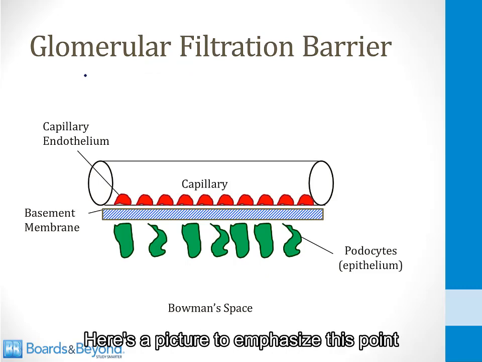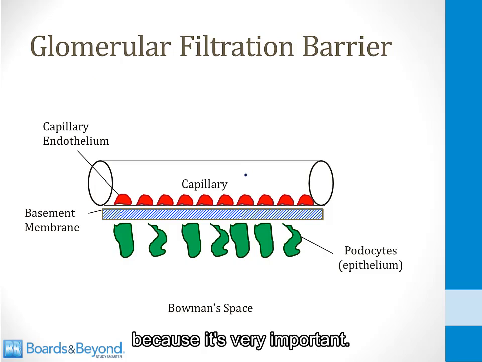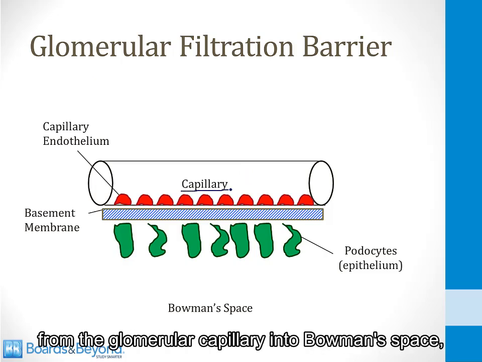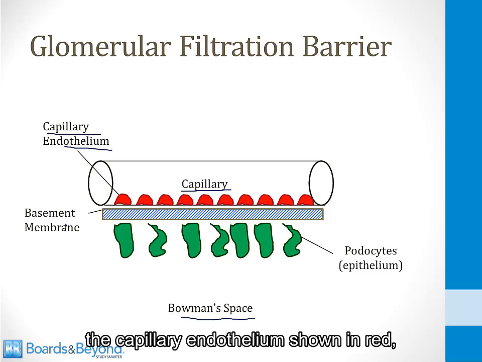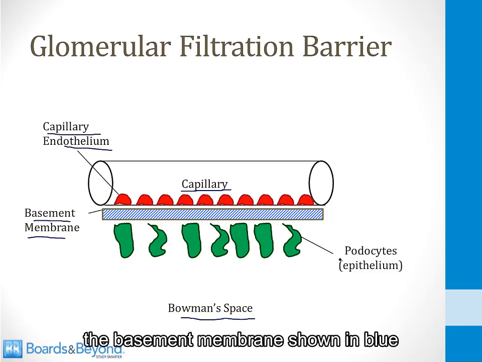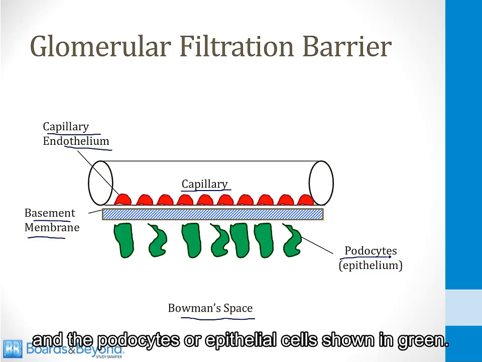Here's a picture to emphasize this point because it's very important. In order for blood constituents to move from the glomerular capillary into Bowman space, they must cross the three elements of the glomerular filtration barrier. Those three elements include the capillary endothelium, shown in red, the basement membrane, shown in blue, and the podocytes or epithelial cells, shown in green.